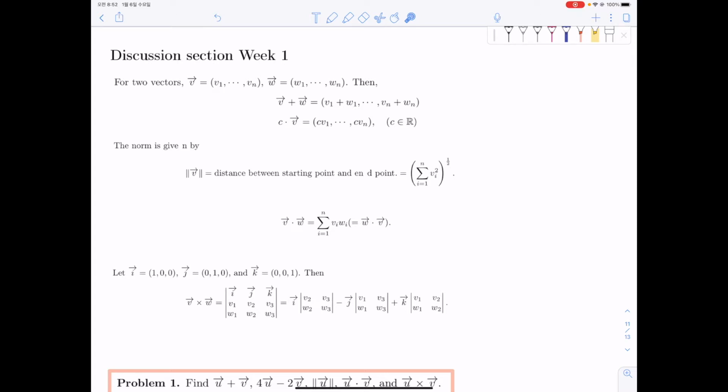And the norm of the vector is given by this formula, and it is a dot product, and we also learned what the cross product is.